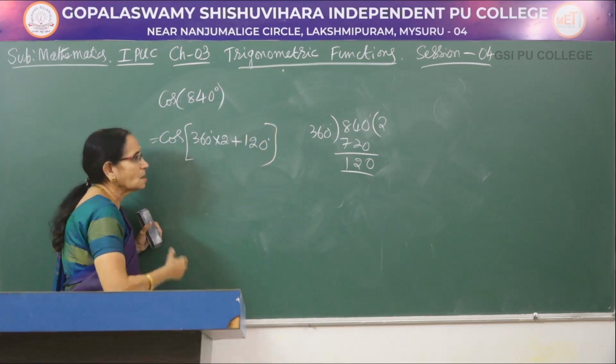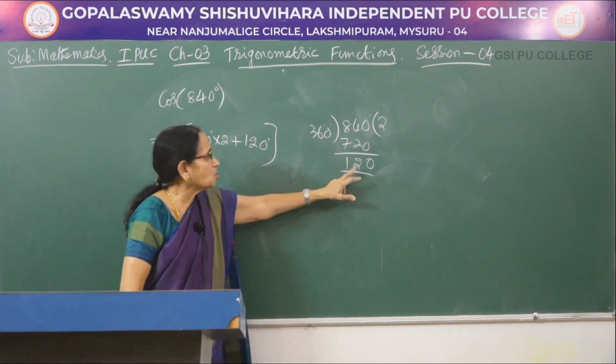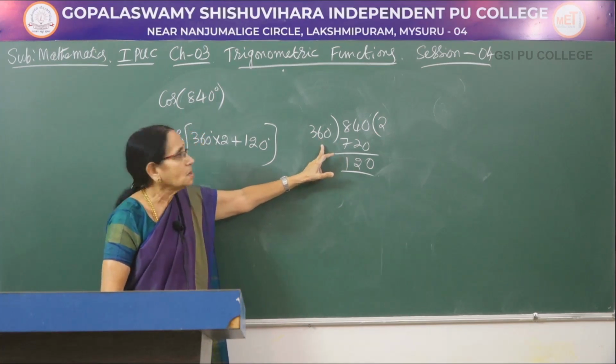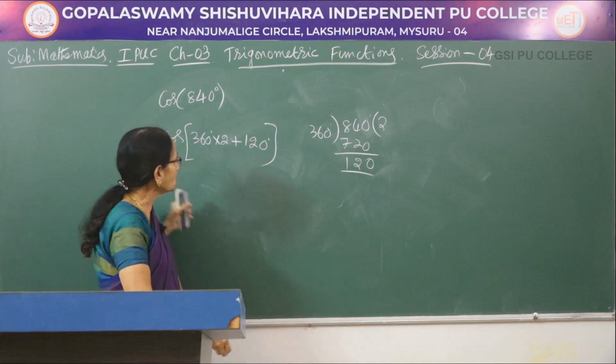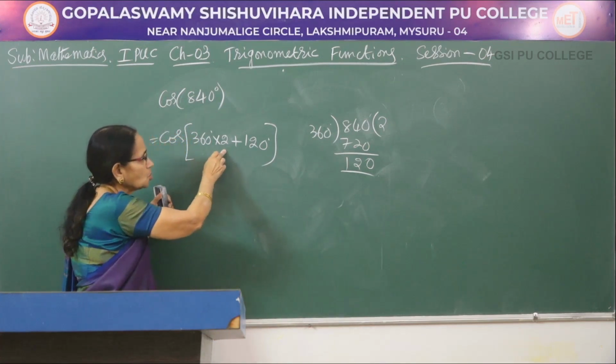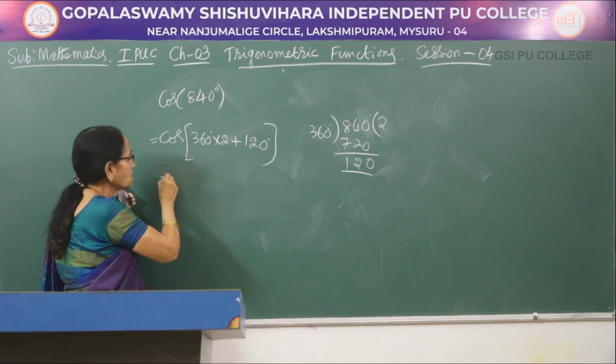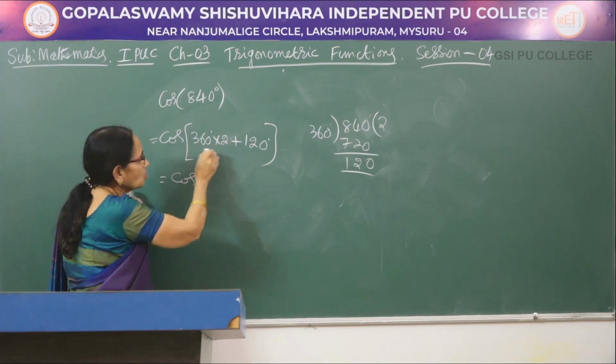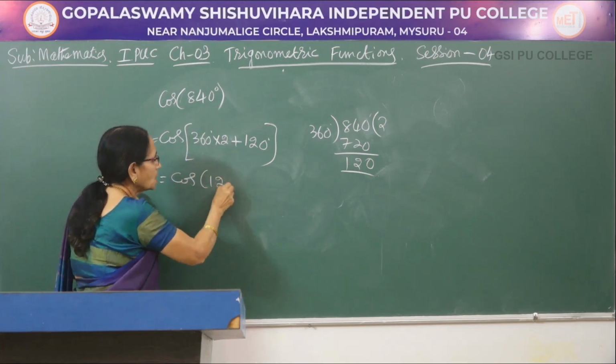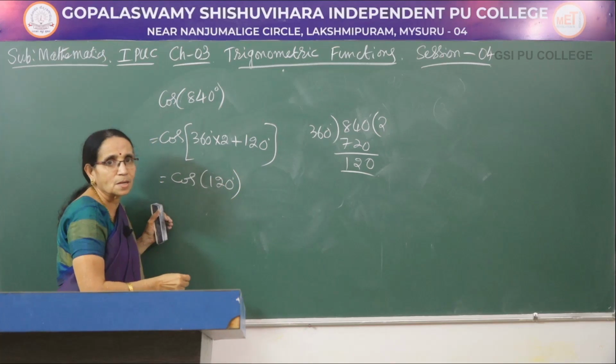I hope you remember the rule of the division. Remainder should always be less than the divisor. Now here, 360 into 2 plus 120. It's a quadrantal angle. So now omitting this, you can write the angle to be cos 120.